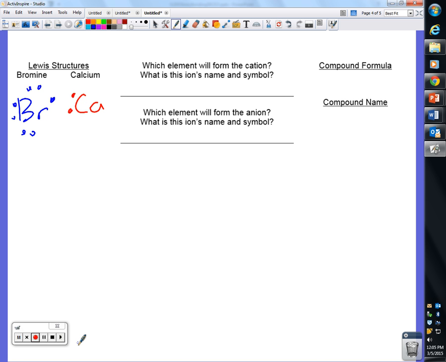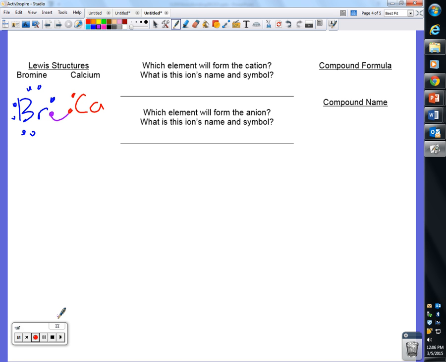Calcium's the metal, so it's going to look to do what? Lose electrons, right? Specifically how many? 2. So this is going to happen first. Once that happens, is bromine good? Bromine's good. Is calcium good? No. Calcium's got 1 valence electron now. Does calcium like having 1 valence electron? Nope. Didn't like having 2. It's not going to like having 1.